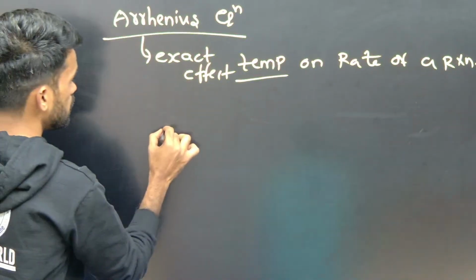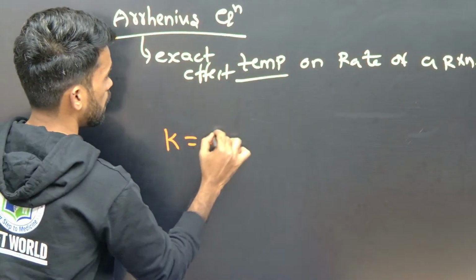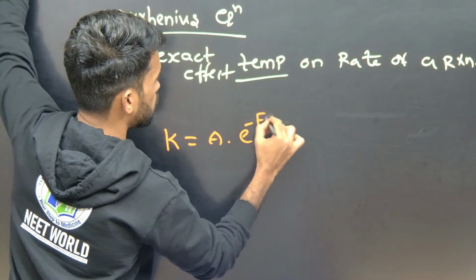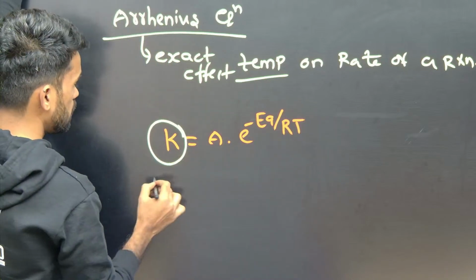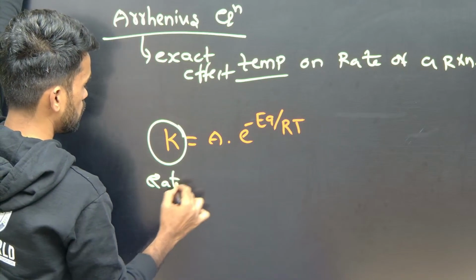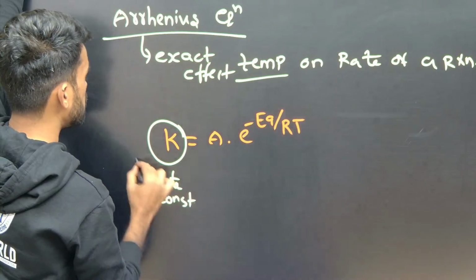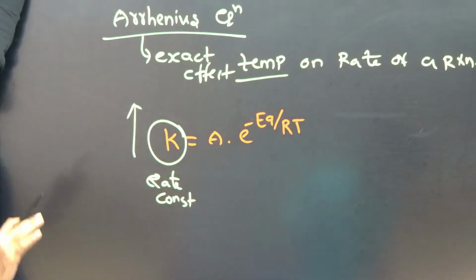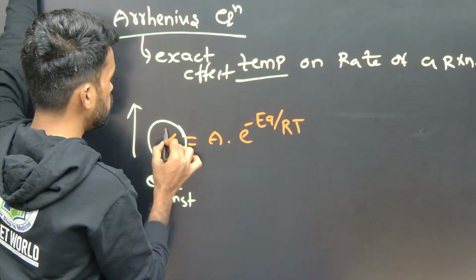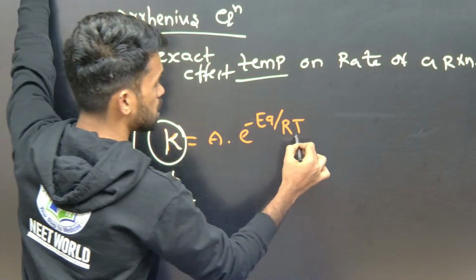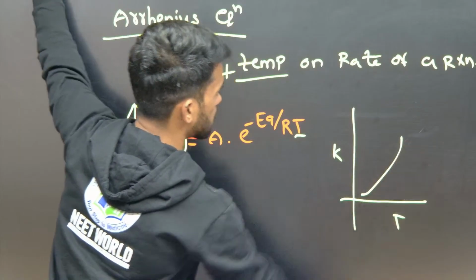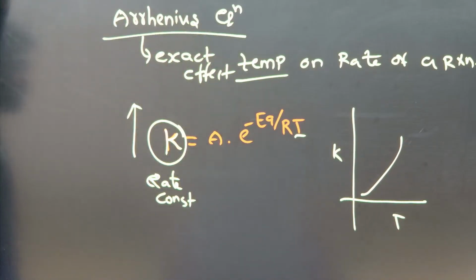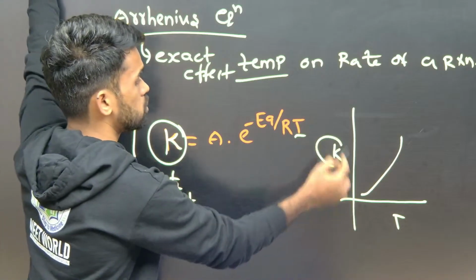Here we have k = A e^(-Ea/RT). What is k here? It's the rate constant. So the greater the rate constant, the greater the rate of a particular reaction. How this rate constant varies with temperature, we just discussed. So k and T have an exponential relation. As temperature increases, k also increases.